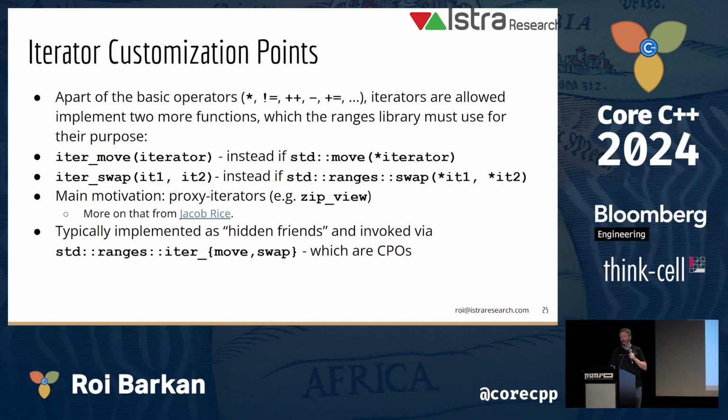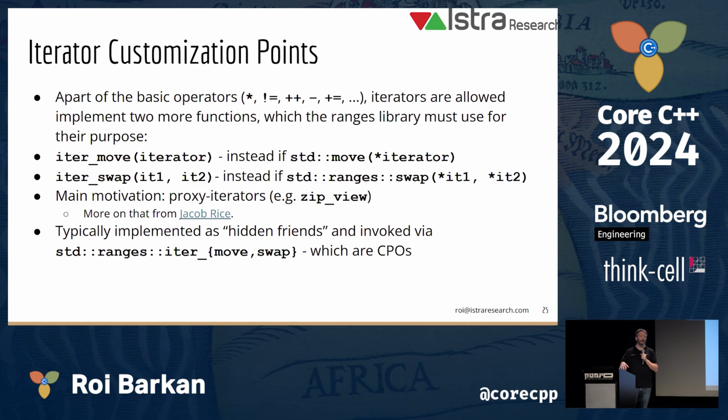As part of implementing the star operator, the not equals, the plus plus, minus minus, etc., there are 2 other interesting functions that one might want to implement for their iterators. One's called iter_move and the other's called iter_swap. I don't want to spend too much time on them, but you can feel free to go and see Jacob Rice's talk about that.